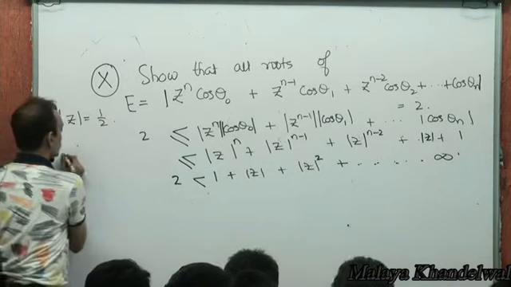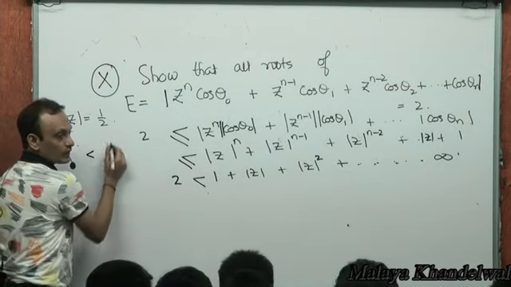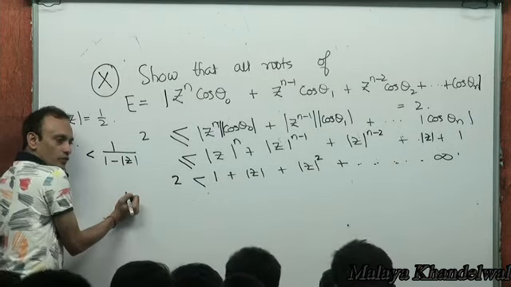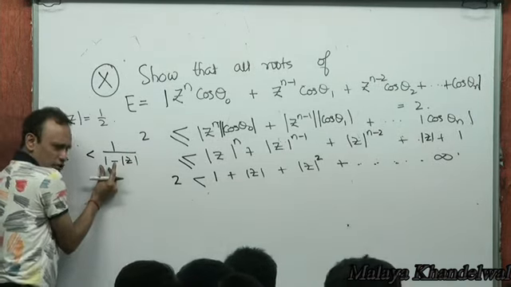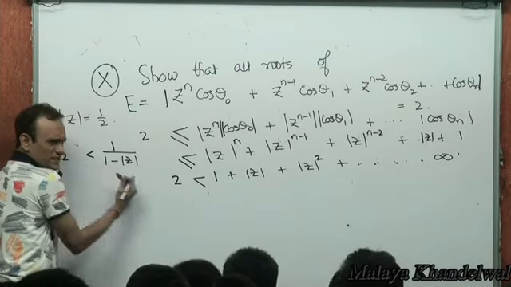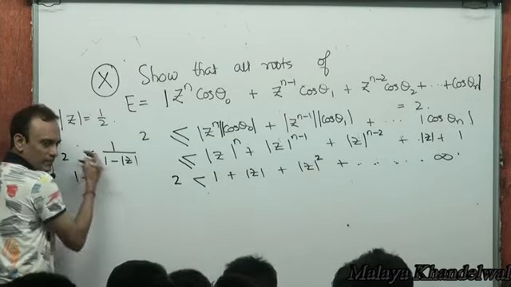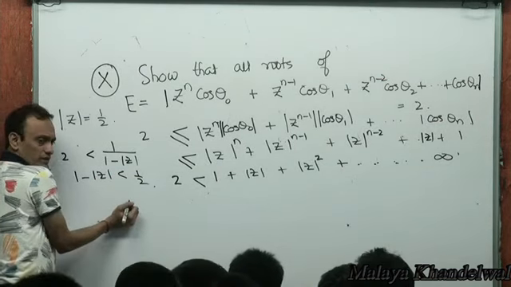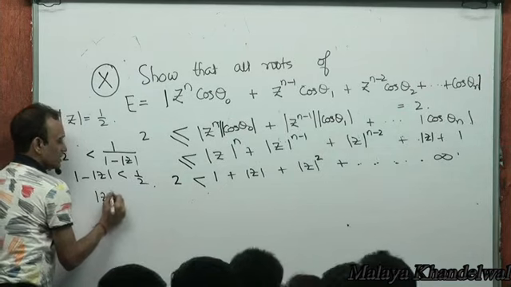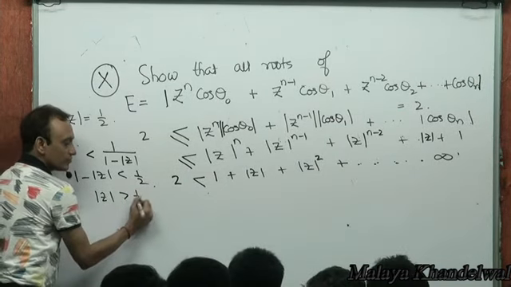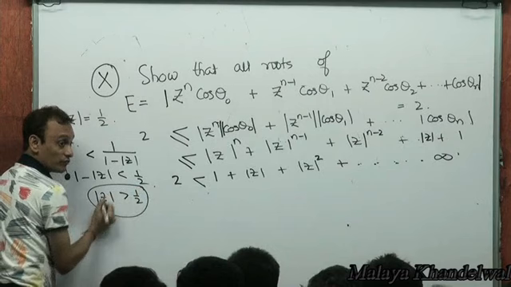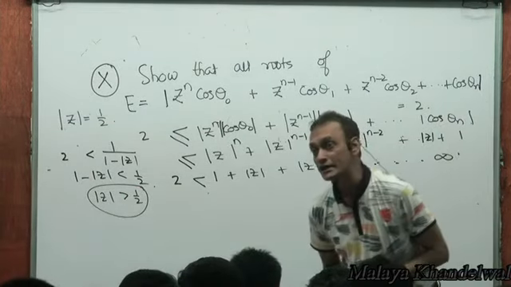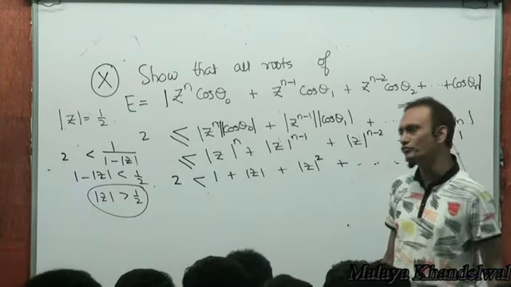So then we have 2 less than 1 by 1 minus r. So, yes or no? And mod z is less than 1, we have assumed. So 1 minus mod z is greater than 0, so I can multiply throughout by 1 minus mod z and not change the direction of the inequality. Therefore, mod z is greater than 1 minus half. Therefore, z must lie outside a circle whose center is 0 and radius is half. This is what we set out to prove.